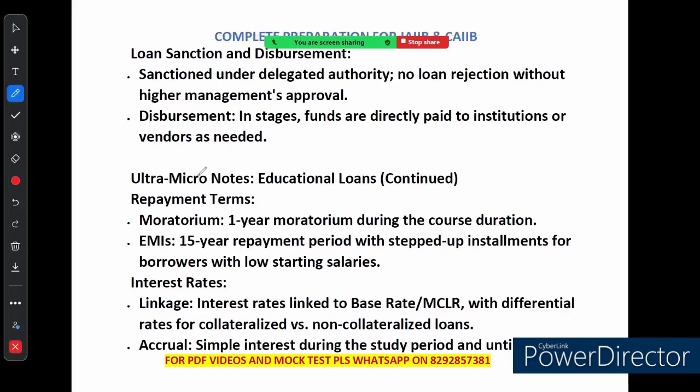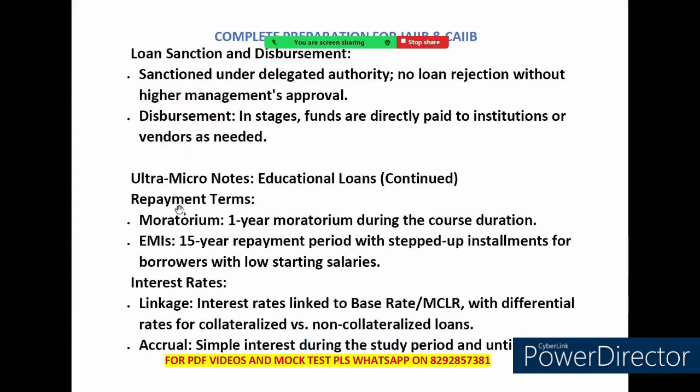Now, regarding education loan, further points: approval is based on authority, and any loan rejection must be reviewed by higher management. Funds are given in stages and paid directly to the institution or vendor, right? And the next thing is repayment. Students get a 1 year moratorium, a 1 year break after their course, and then they have 15 years to repay with flexible EMI. Interest rate is linked to the bank base rate with different rates for secured and unsecured loans. During the study period the interest is simple interest, right?